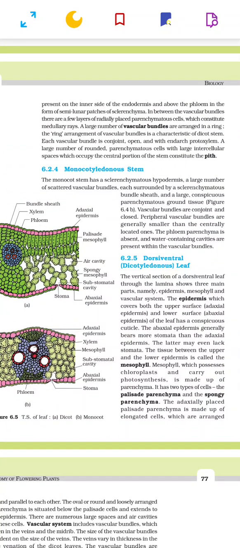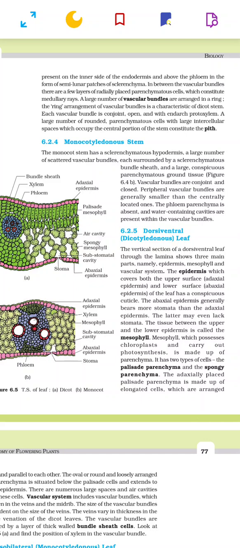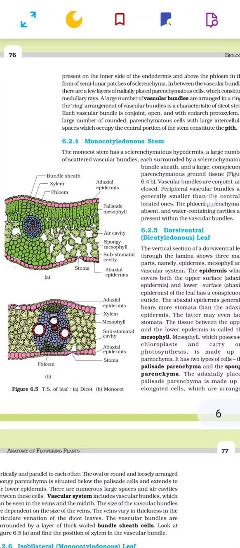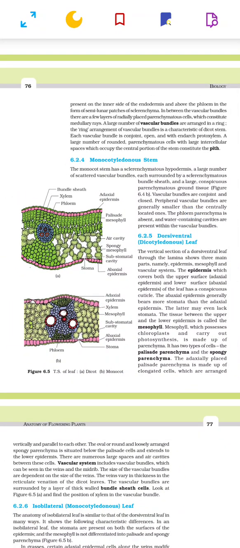Dorsiventral leaf, dicotyledon leaf. The vertical section of a dorsiventral leaf through the lamina shows three main parts, namely epidermis, mesophyll and vascular system. The epidermis, which covers both the upper surface, the adaxial epidermis, and the lower surface, the abaxial epidermis of the leaf, has a conspicuous cuticle. The abaxial epidermis generally bears more stomata than the adaxial epidermis. The latter may even lack stomata.